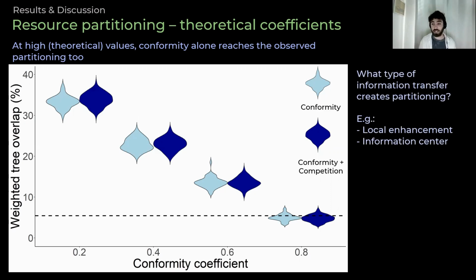And it remains to be tested what type of information transfer, if any, helps to create partitioning. The main candidates, which I'll explain in more detail in a bit, are local enhancement and information center. And it's also interesting to see that we didn't find any additive effect really. I mean, in the interaction of memory and conformity, it's not a result that I'm showing here, but we didn't get different results, meaning each of these mechanisms probably works in isolation and not on top of each other, which I have to admit is a challenge to explain. But if you're interested, we have some interesting ideas in the paper, and you're welcome to go and check it out.